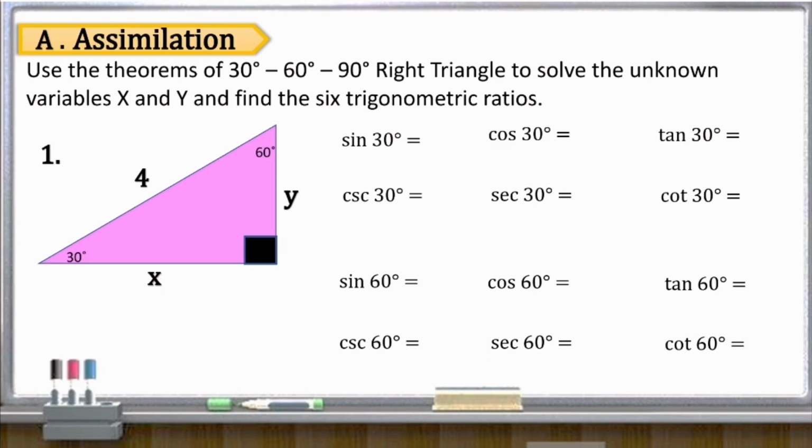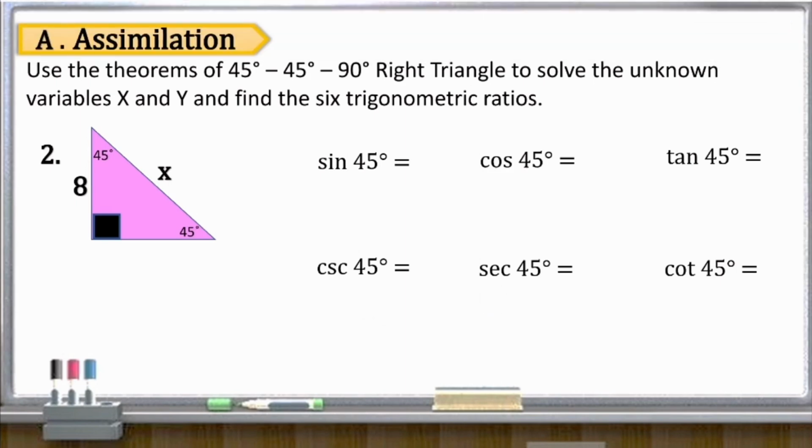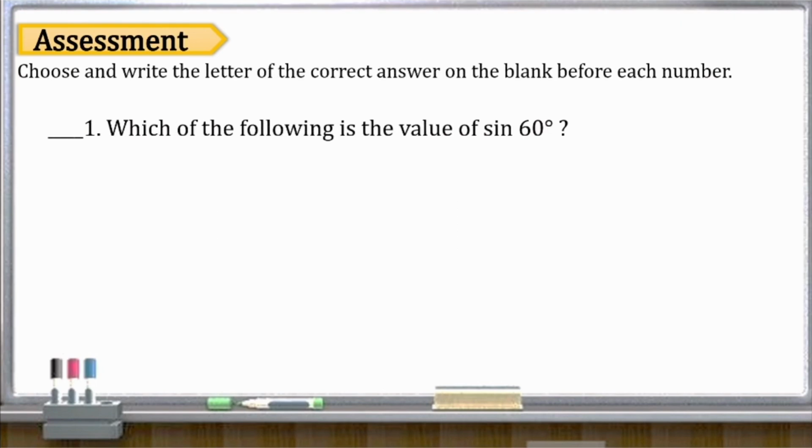And for number 2 class, ganun lang din yung gagawin. Gagamitin nyo lang yung theorem sa 45 by 45 by 90 degree triangle. Tapos, isosolve yung unknown variables. And for your assessment naman, choose and write the letter of the correct answer on the blank before each number.